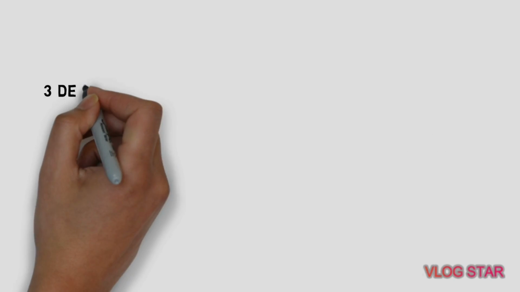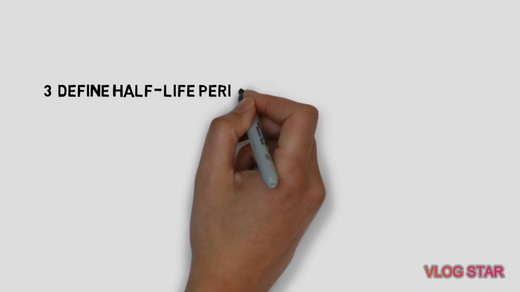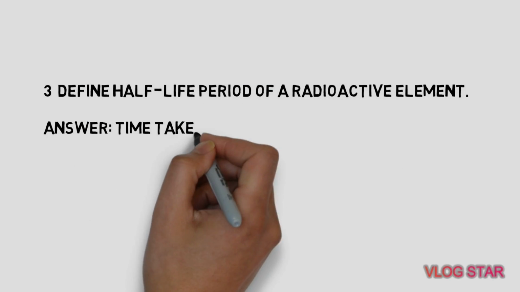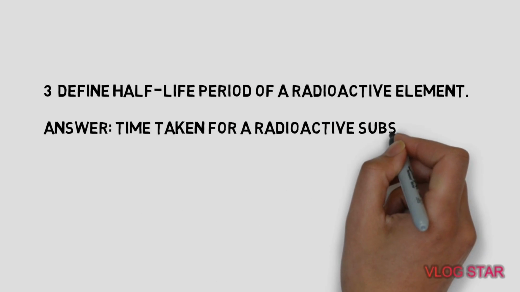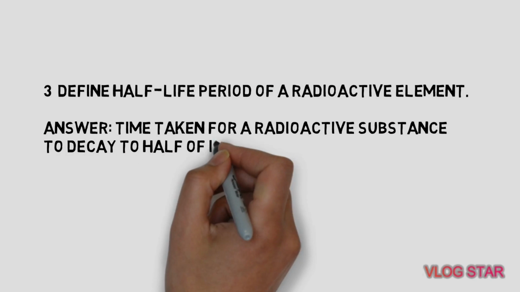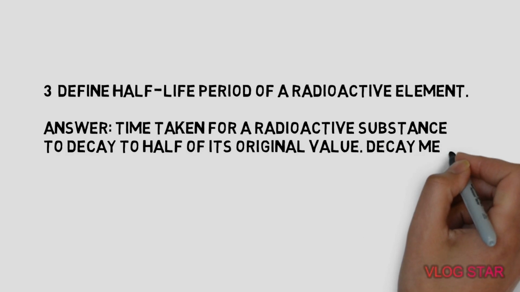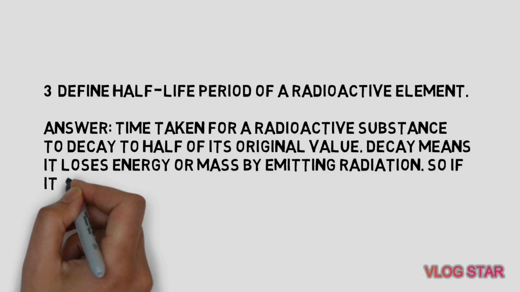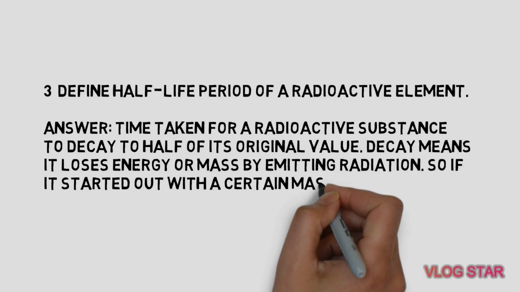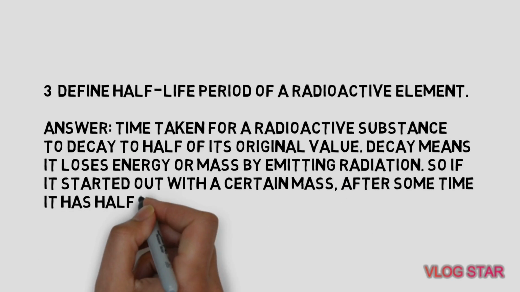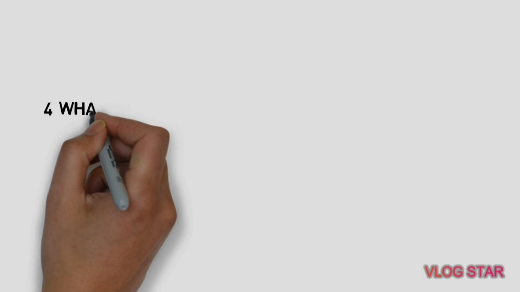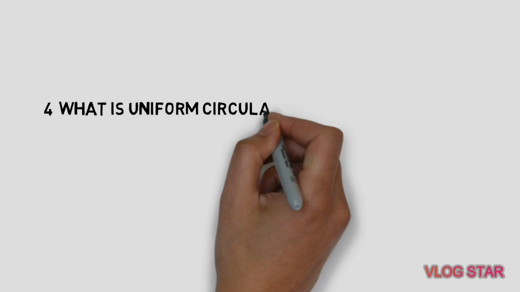3. Define half-life period of a radioactive element. Answer: Time taken for a radioactive substance to decay to half of its original value. Decay means it loses energy or mass by emitting radiation. So if it started out with a certain mass, after some time it has half that mass, that is its half-life.